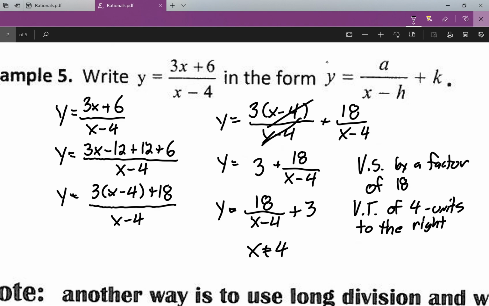Then looking at that plus 3, that tells me, oops, I just noticed that's not a vertical translation. That is a horizontal translation. I apologize about that one, guys. Then I look at that plus 3, and that one's going to tell me that I have a vertical translation of 3 units upwards. Or rather, my horizontal asymptote has shifted 3 units upwards.